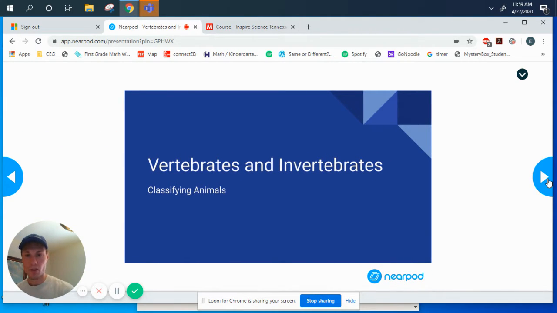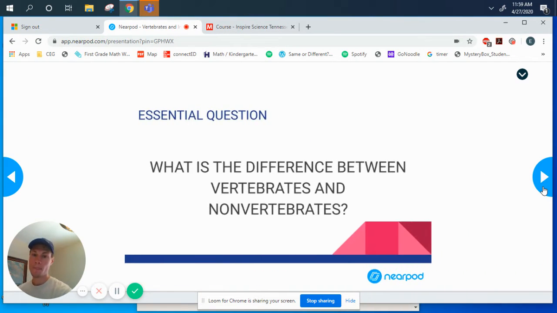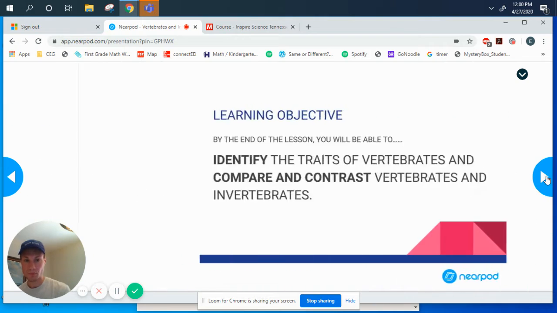Vertebrates and invertebrates, classifying animals. Our essential question today is, what is the difference between vertebrates and non-vertebrates? These are both kind of big words. You can use some of your prior knowledge about prefixes, vertebrates and non-vertebrates. The prefix non means not. So vertebrates and not vertebrates.